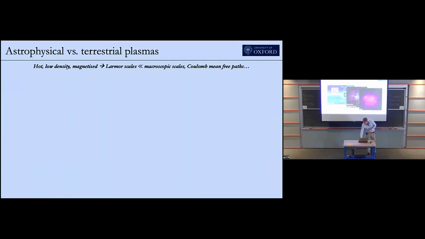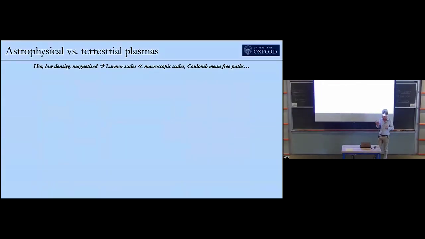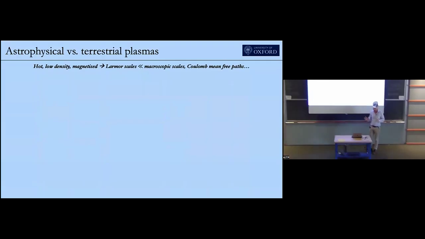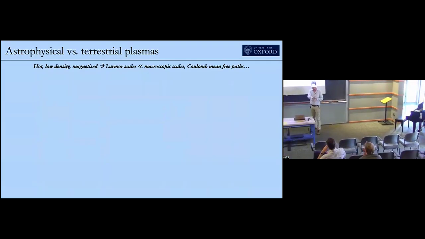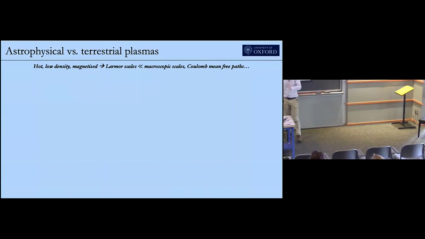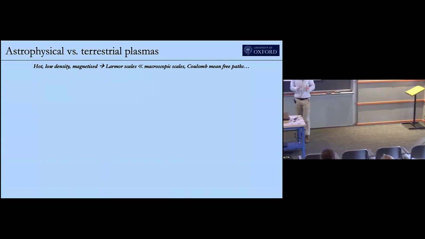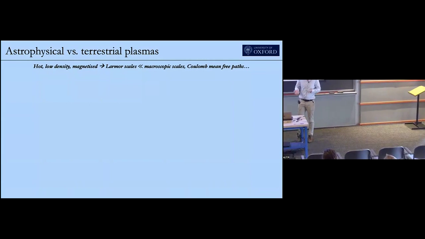So how do the astrophysical plasmas that we typically find compare to plasmas encountered in more terrestrial environments? Well, I think probably the key three features are that astrophysical plasmas tend to be much hotter, lower density, and magnetized. And this tends to have the consequence that the particles composing those plasmas have Larmor radii that are much smaller than both the macroscopic length scales over which density and temperature vary, and also the Coulomb mean free paths of those particles.